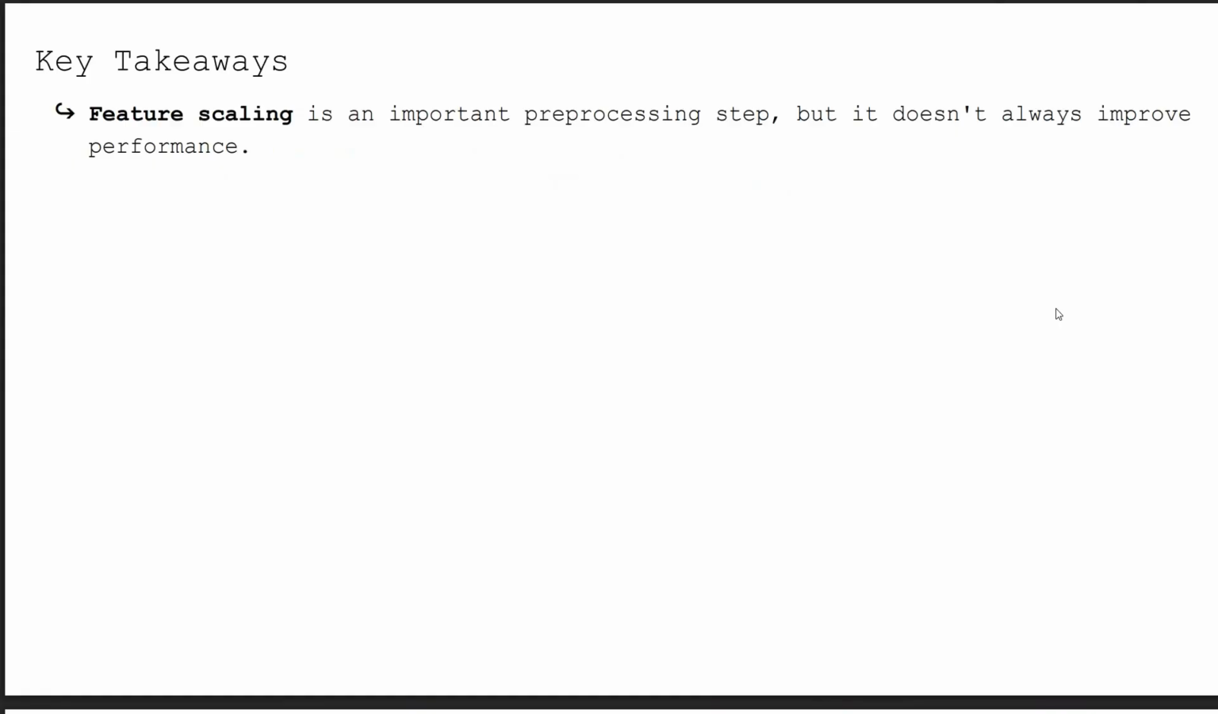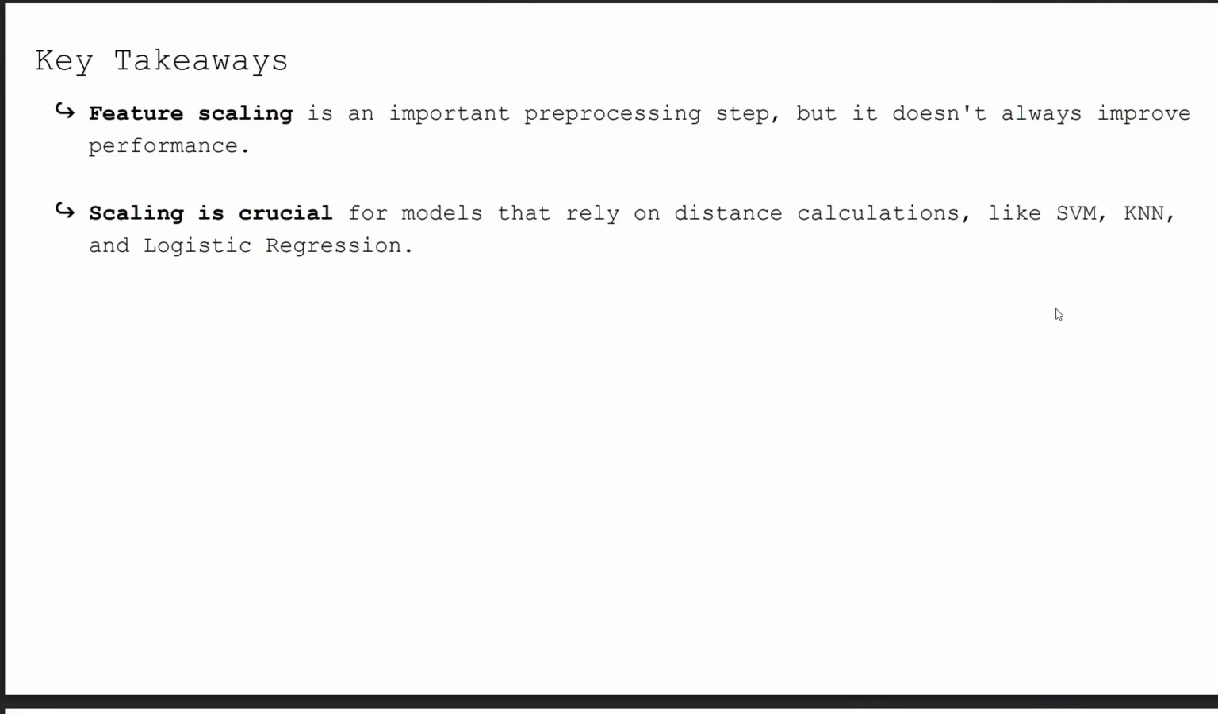The key takeaways about feature scaling: we now know that feature scaling is a very important and crucial step, but it does not always improve the performance of the model. It is especially crucial for models that rely on distance-based calculations like SVM and KNN, and also for gradient-based methods like logistic regression, for faster and smoother convergence. For KNN, of course, the distance is calculated, so if one feature is on a high scale, it will dominate the performance.